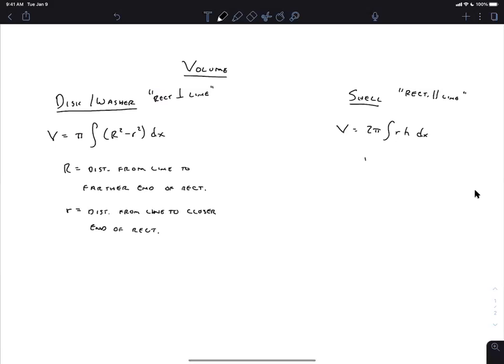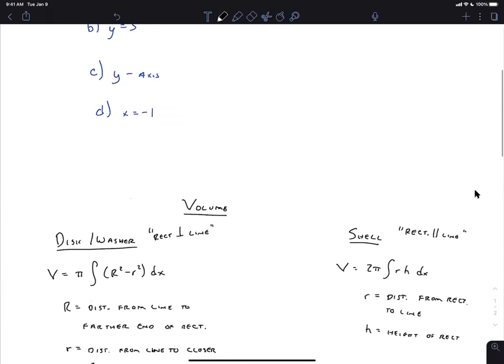And then over here on the shell method, small r is the distance from the rectangle to the line. They're parallel, so there's not two separate distances. So the distance from the rectangle to the line, or from the line to the rectangle, same thing. And h is the height of the rectangle. Okay, so that's a summary of the two main methods that we were using to calculate volume.